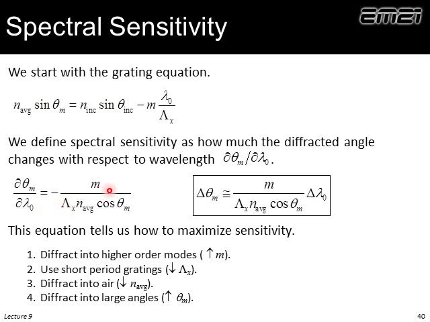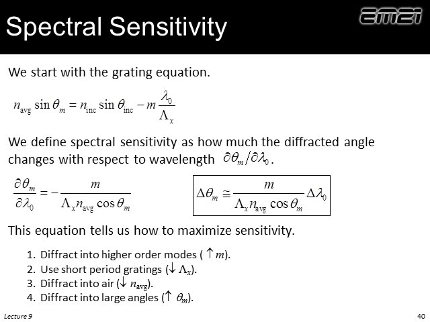And so perhaps the more useful formula is this. We look at a change in angle given a change in wavelength. But it's from this that we can figure out how to maximize how much these two wavelengths get dispersed. We want the angle between these two wavelengths to be as much as possible. We want it to disperse. So we look at the equation, figure out how to do that. Well, m, the order of diffraction, is in the numerator, we want that big. So we want to diffract into higher order modes.